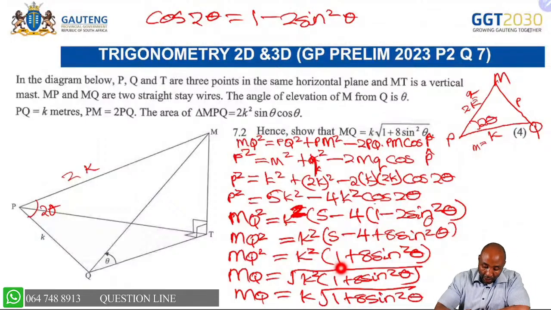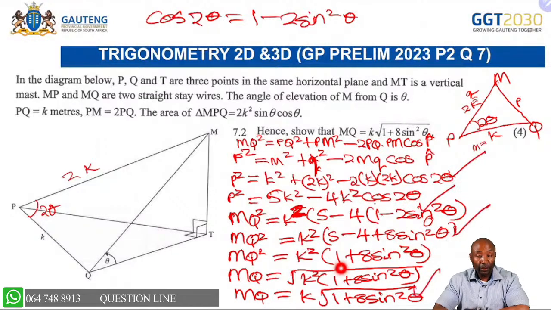And we get our 4 marks. Substitution into our cosine rule, our identity, simplification, and answer, we get our 4 marks there.